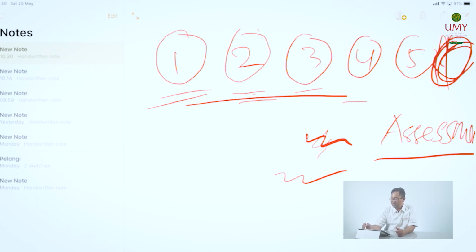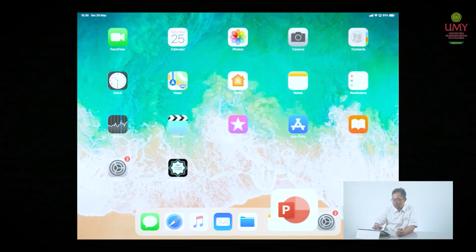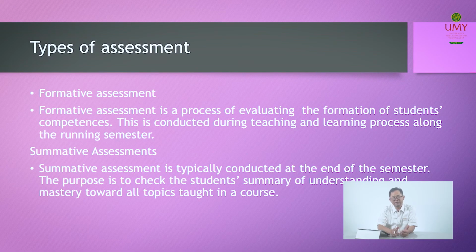Usually it is at the end of the semester, so this is called summative assessment, to sum up your student understanding. The summative assessment must include topic 1, topic 3, topic 4, and topic 5. All are combined together and tested at the end. By doing a summative assessment, you will know the success of your teaching learning process during the semester.